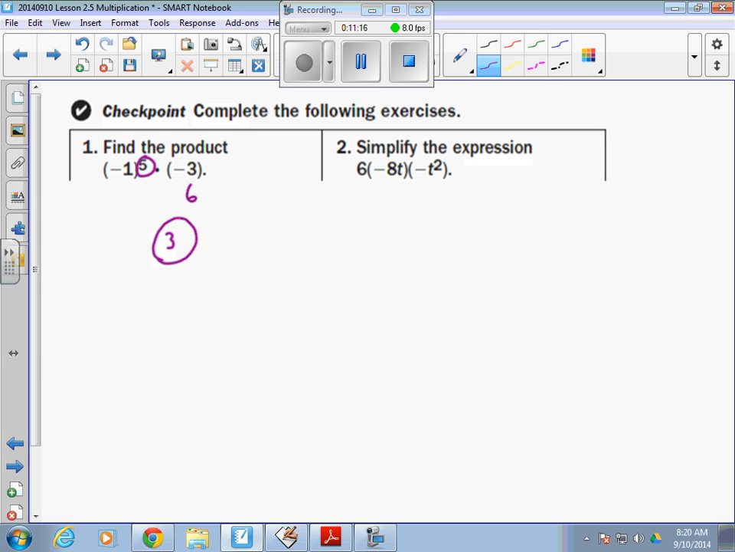Number 2 says simplify the expression. 6 times negative 8t times negative t squared. Again, only t is being raised to the second power, not negative t. Therefore, there are only 1, 2 negative signs here. 2 negative signs means it's going to be positive. So 6 times 8t is going to be 48t, times t is going to be 48t to the third power. So you have to add t to the first plus t squared.